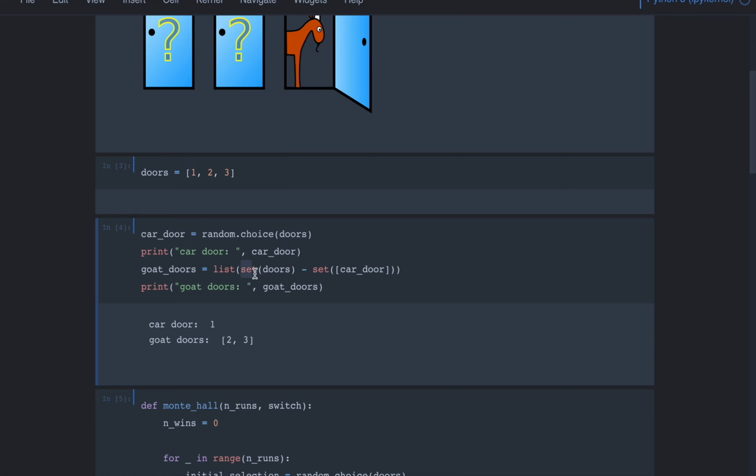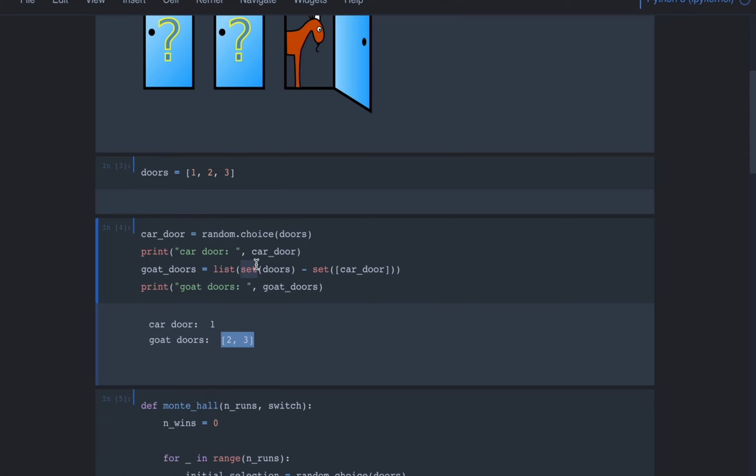So here I'm just using the set function from Python. We cannot subtract a list from a list in Python, I mean removing the common elements, not the element by element subtraction. So what I have done is, the doors list has 1, 2, 3, and the car door is this one. With this set operation, we are finding the remaining 2 doors, and then we are converting it back to a list. So the goats are behind door number 2 and 3.